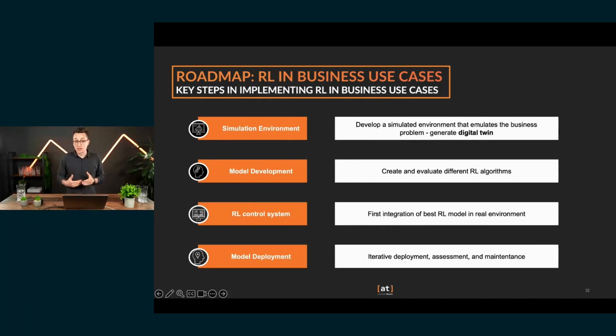You would then go into a model development phase where, within your simulation environment, you can create and train different reinforcement learning algorithms and determine whichever is best suited in solving the problem. Once you've determined the best reinforcement learner, you can take it back into your industry use case and use your reinforcement learning control system and see how it performs. And then you would usually go into an iterative process of model deployment, assessment, and maintenance in order to determine that your reinforcement learner really works.